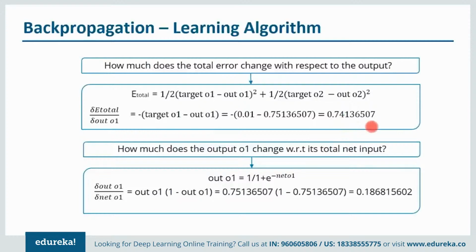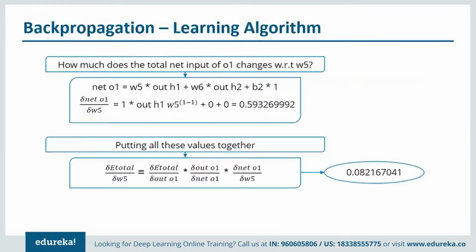It came around 0.741. Similarly, we calculate how much the output O1 changes with respect to the net output, and we get this. After that, we calculate the change of net output with respect to W5, and we got this. Finally, we put all these values together and found the change in error with respect to the change in weight W5, which came to around 0.082167041. Now is the time to update the weight.